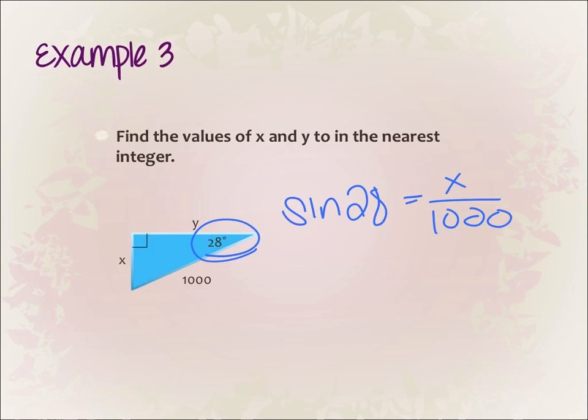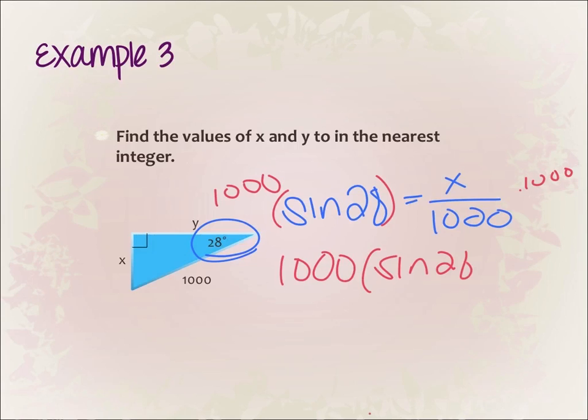Then what does the 28 have to do with that? It's the sine of that angle that equals x over 1,000. But what do you do with this? How would I solve this for x? You multiply by 1,000 on both sides. On your calculator, you're going to do 1,000 times the sine of 28. That's 469 point something, and we're going to round to the nearest integer, it says.